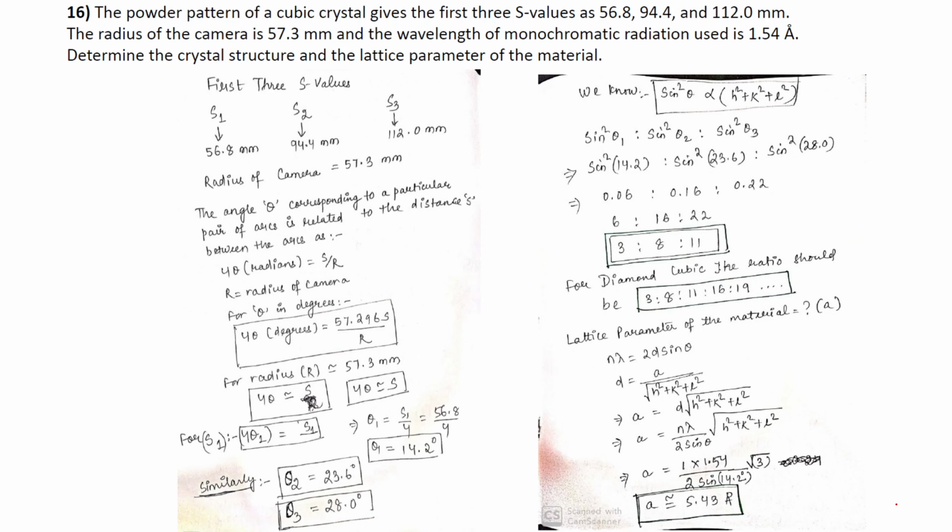So the angle theta corresponding to the particular pair of lines is related to the distance S. So 4 theta is equal to S by R.